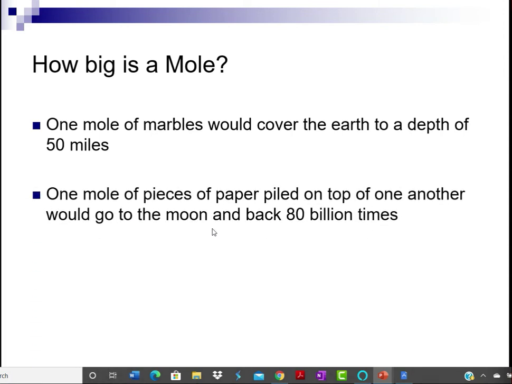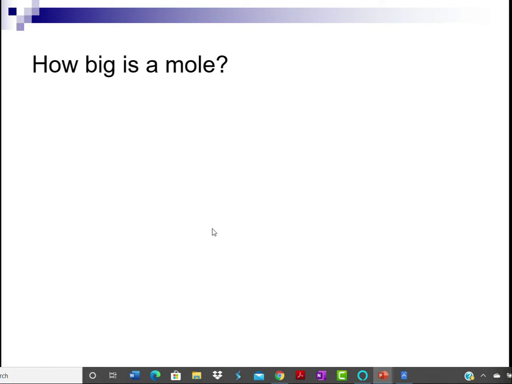If I had a mole of pieces of paper and stacked them on top of one another, they would go all the way from here to the moon and back 80 billion times. That's a lot. Just think about it, to visualize or conceptualize how big a mole is.